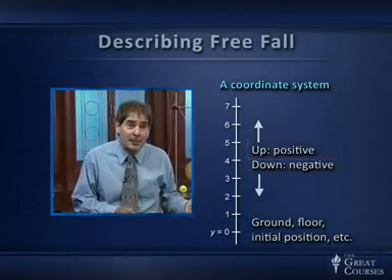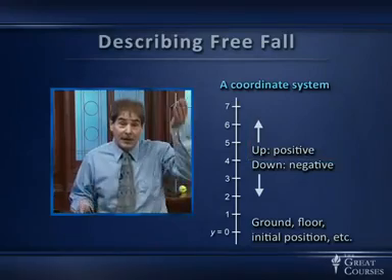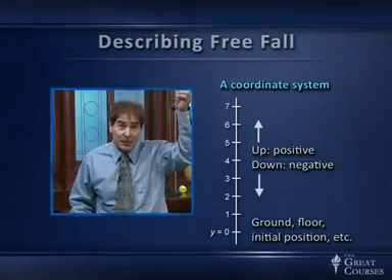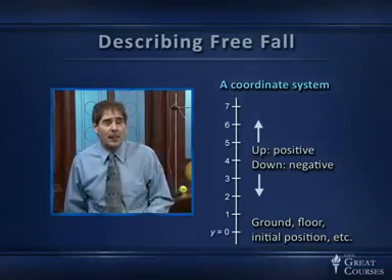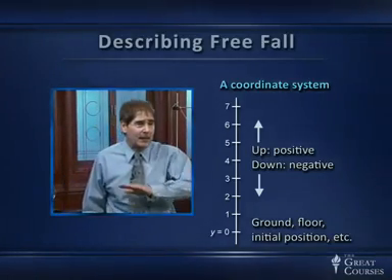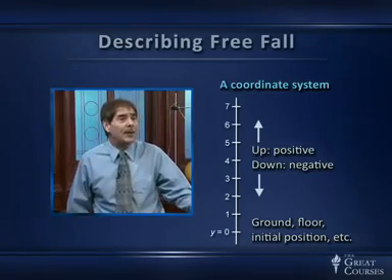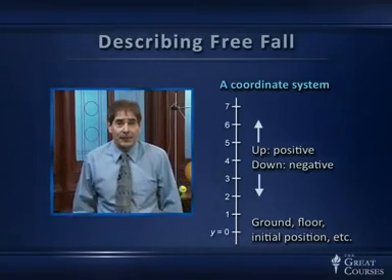In fact, when I did the demonstration, I defined the positive direction as downward because I was measuring distance from my motion sensor, which was watching the ball fall. But now I'm going to talk about up as being positive, down as being negative, and I've established y equals 0 at some appropriate point, like the floor in this room, for example.